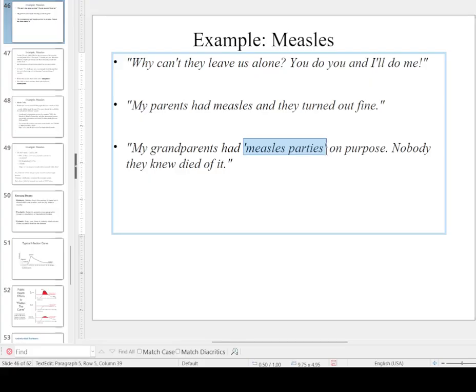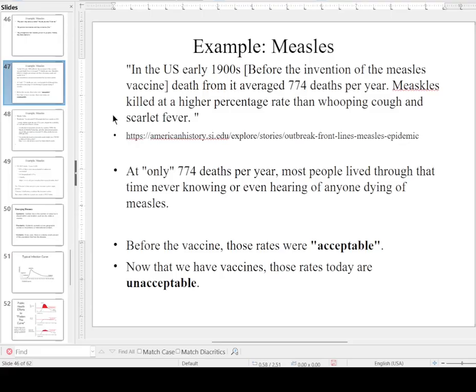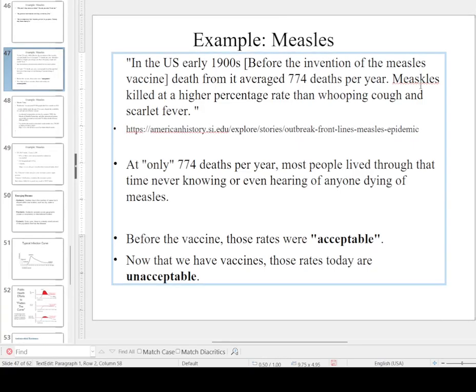So all these stories together, told to you or whoever is out there, make you conclude, oh, I guess measles is no big deal. The thing is, before the measles vaccine, 774 people died per year, according to the American History site.edu. Measles killed at a higher percentage rate than whooping cough and scarlet fever.